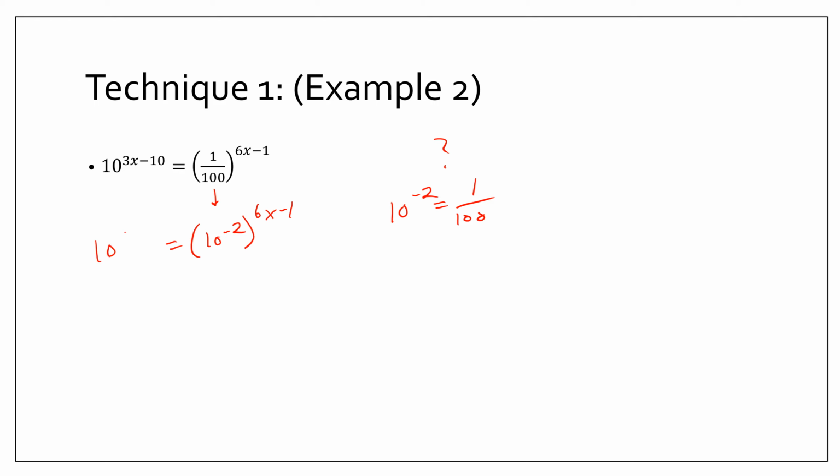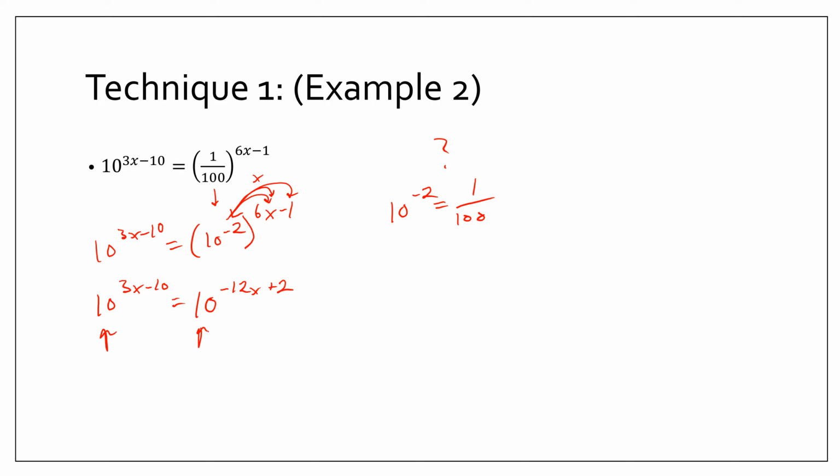And let me just write everything else down first. Now what can I do? Well, I have a power to a power. These powers I know are going to multiply. So still not doing anything to the left-hand side. On the right-hand side, I'll have negative 12x plus 2. That negative 2 distributes through to both terms. Great. Now I have the exact same base.